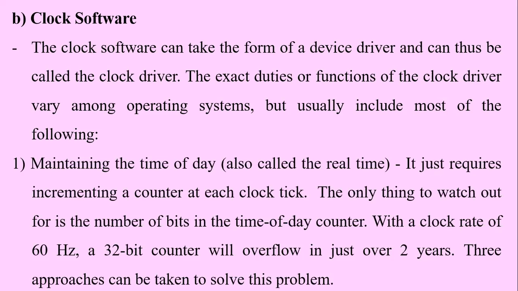Number 1 is maintaining the time of day, which is also called the real time. It just requires incrementing a counter at each clock tick. The only thing to watch out for is the number of bits in the time of day counter. With a clock rate of 60 Hz, a 32-bit counter will overflow in just over 2 years. Three approaches can be taken to solve this problem.